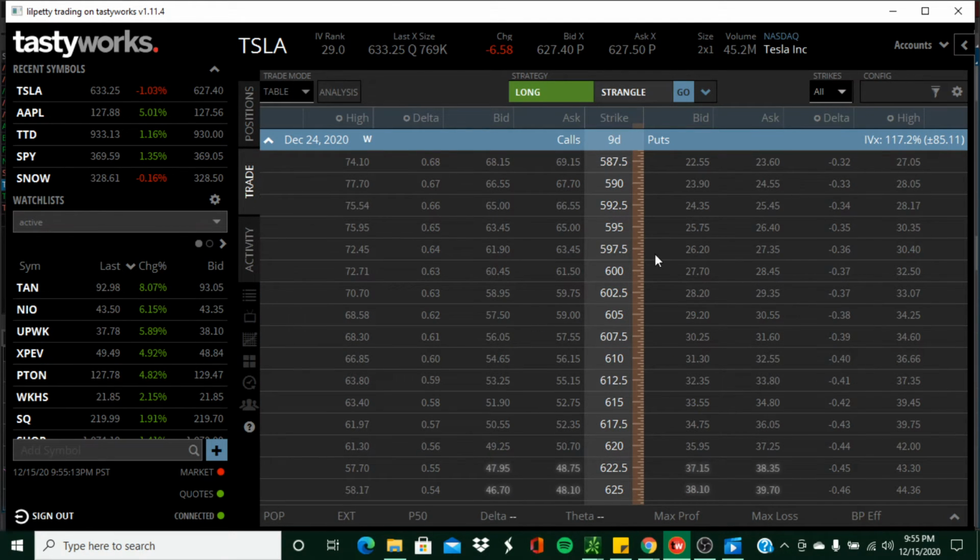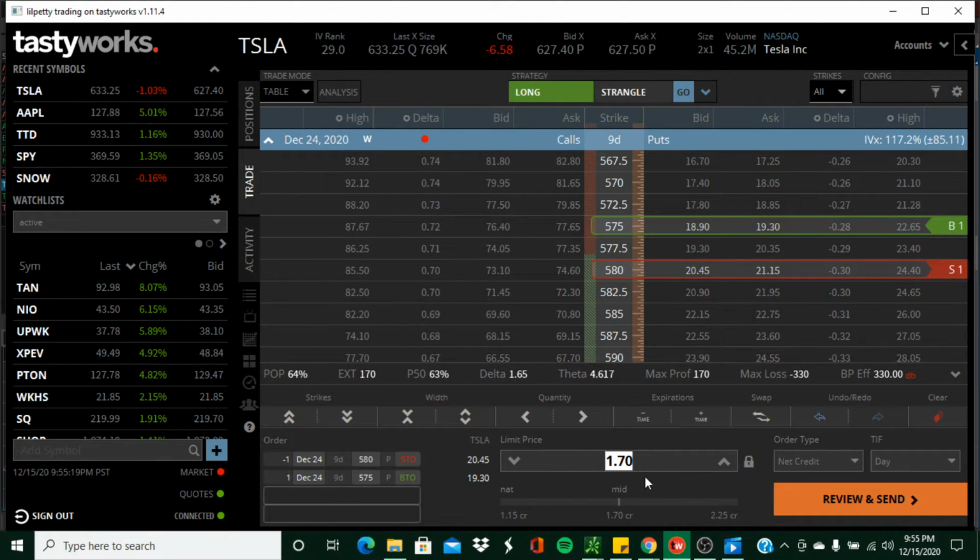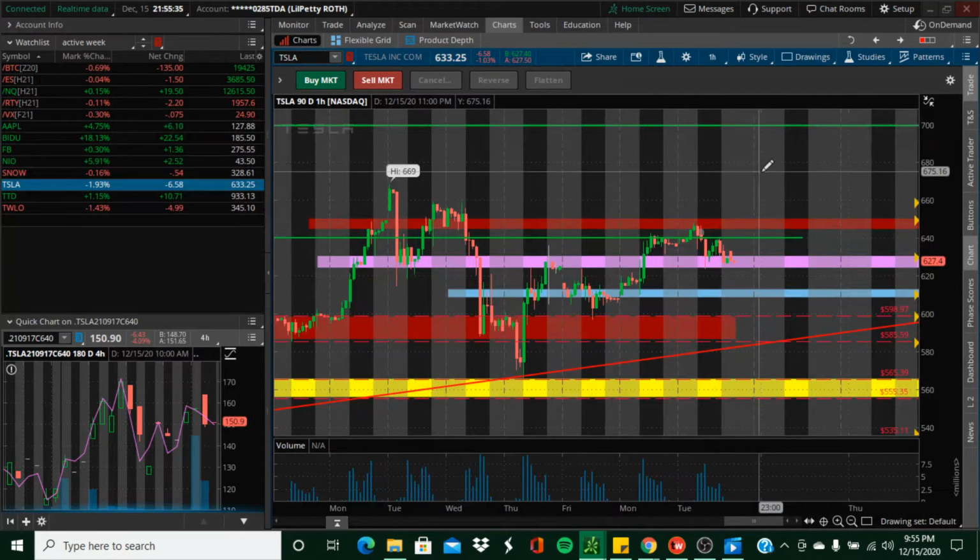If we want to go to the 9-week, the 580s and the 575s will collect $170. Our max risk is $330. That's how you take advantage of selling options outside of the money and basically just collecting income from options that are going to go worthless, as long as you're in the right direction.